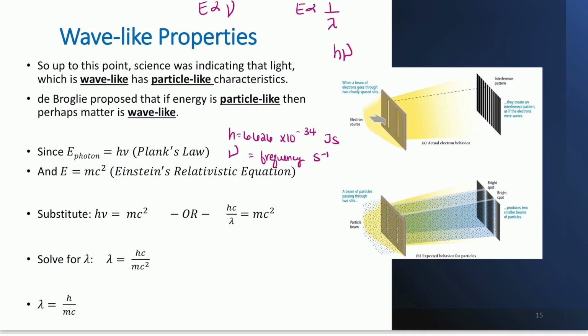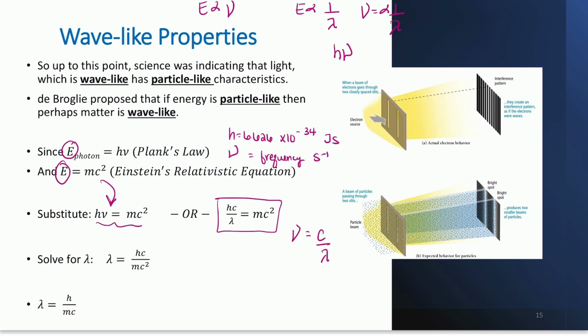We also know Einstein's relativistic equation, the energy is equal to your mass times your speed of light squared. So these are both energy. We're going to set them equal to each other. And that's what we get here: h nu equals mc squared. But we also know that nu is equal to the speed of light over wavelength, because remember, energy is proportional to the inverse of wavelength. Well, your frequency is also proportional to the inverse of your wavelength, because energy and frequency are proportional to one another. So we can write this equation like this, or we can substitute in for our frequency and write hc over lambda equals mc squared.